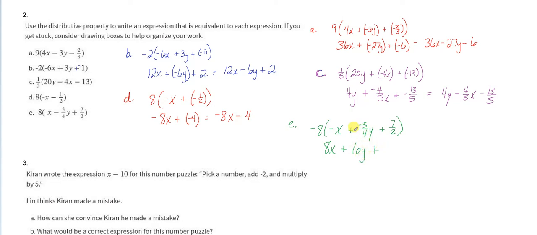And then 8 times 7/2. 8 divided by the 2 in the denominator is 4. And 4 times 7 is 28. So a negative times a positive gives me negative 28. And this would be the same as 8x plus 6y minus 28 if we wanted to write it that way.